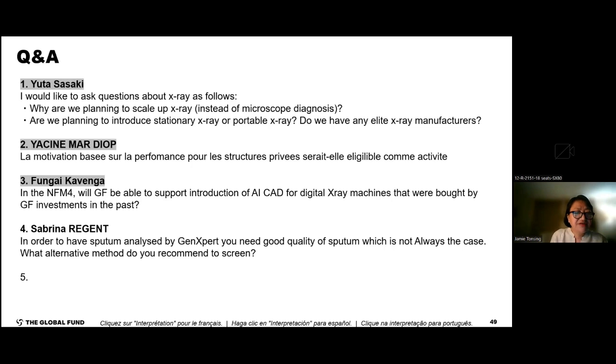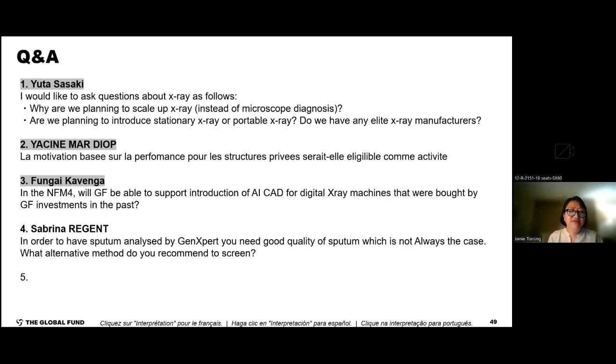I see a fourth question from Sabrina Regent. In order to have sputum analyzed by GeneXpert, you need good quality of sputum, which is not always the case. What alternative method do you recommend to screen? It is a good question.